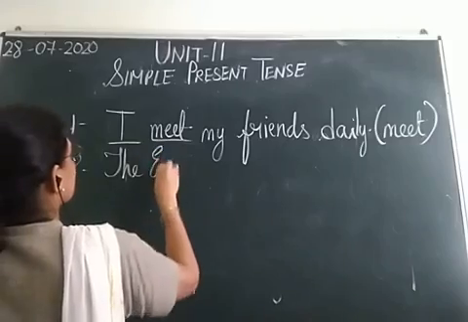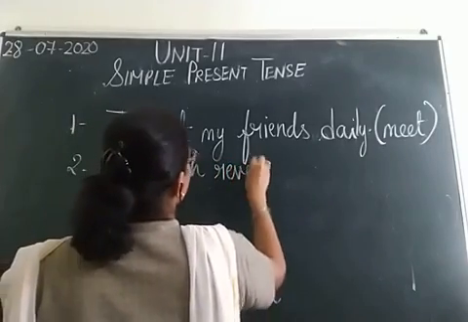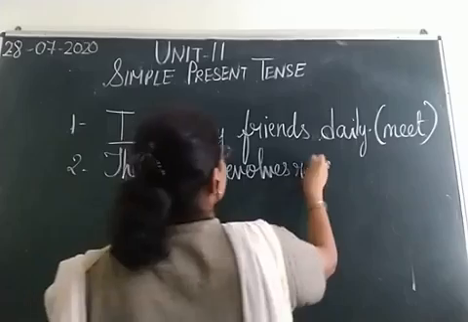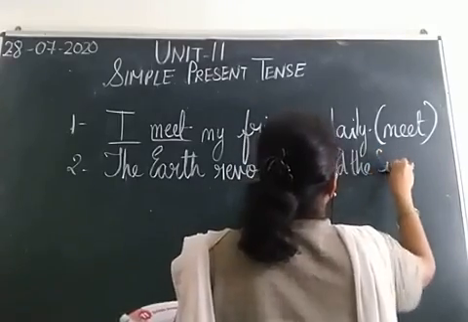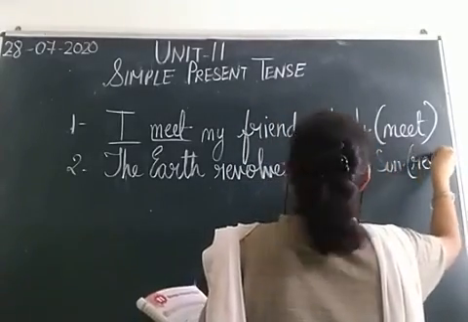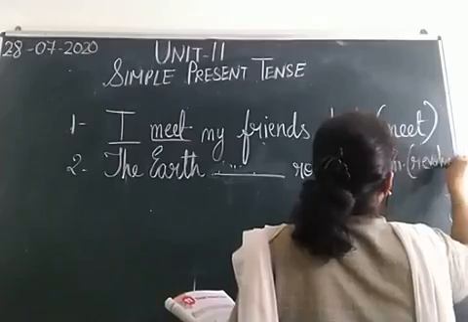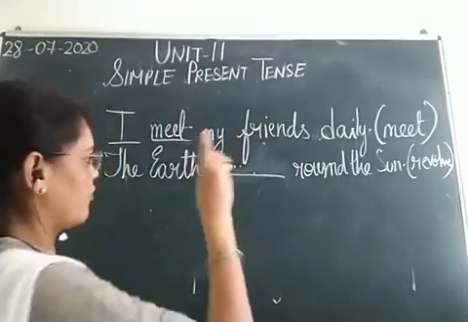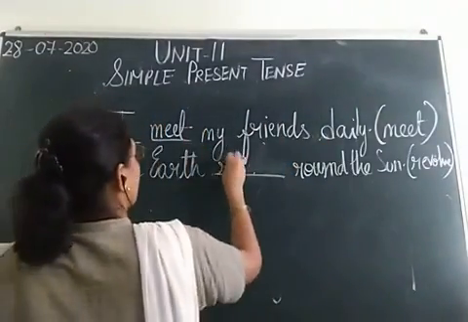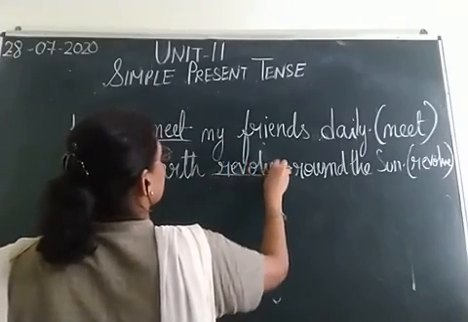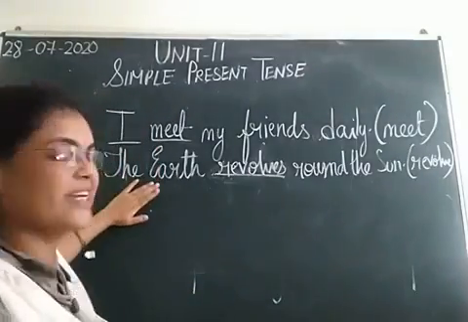Now, the next one is the earth revolves round the sun. Now, children, if the word is revolve, now we are talking about the earth, one singular object, earth. So, we will be adding s. The earth revolves round the sun. Why have we added s to revolve? Because our subject is singular.